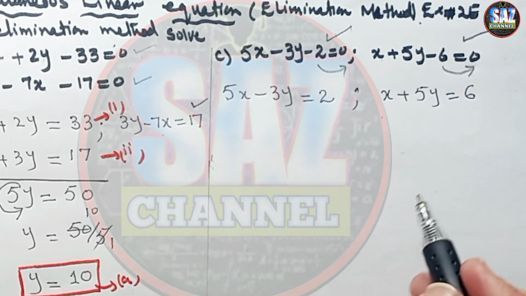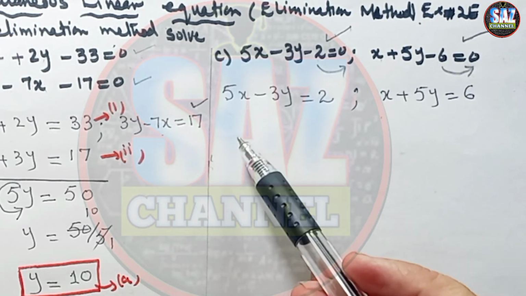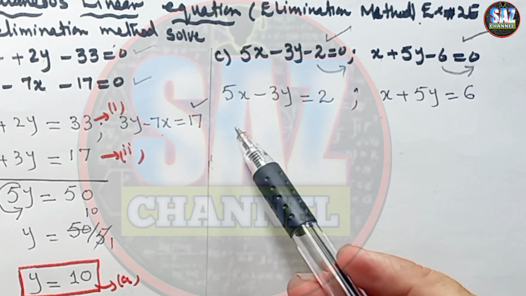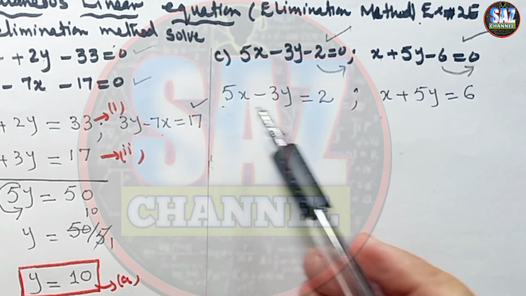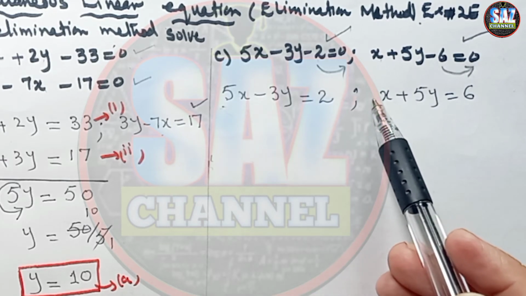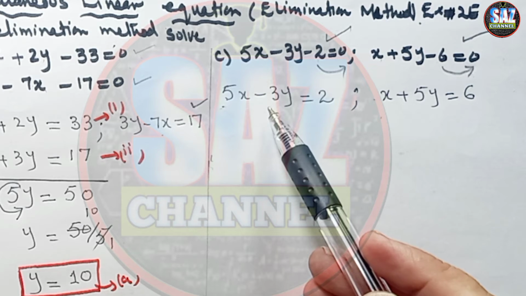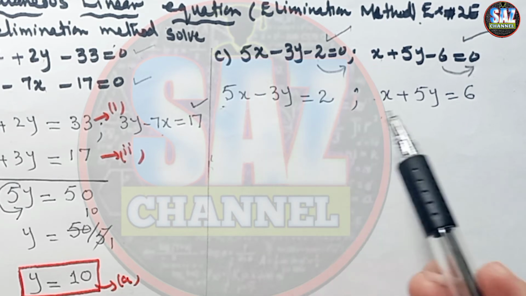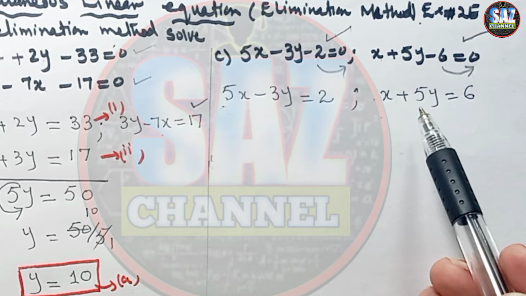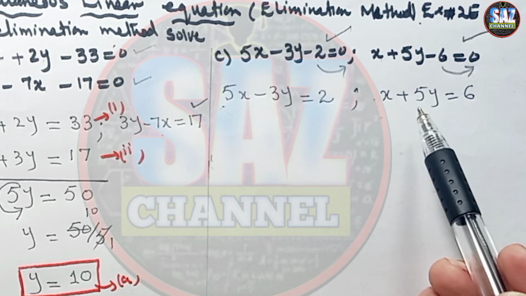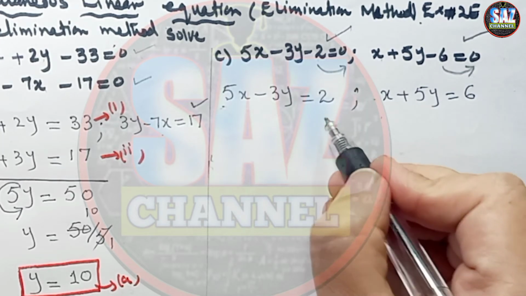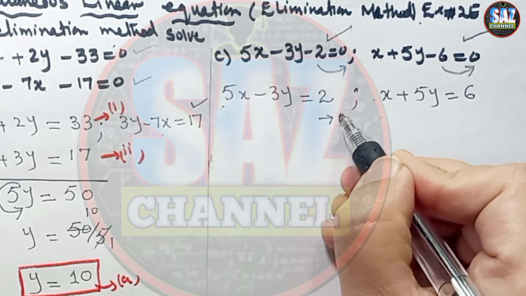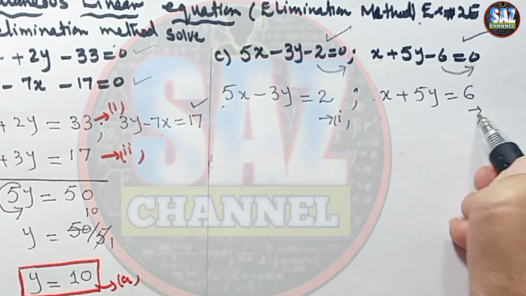Now after this, we have to think about how we are going to solve these two equations. We can see that the coefficient of x in equation 1 is 5 and in equation 2 is 1, and the coefficient of y is minus 3 in the first equation and 5 in the second equation. So I have to balance the coefficient of any one of the variables. If I multiply equation 2 by 5, I have to perform less working. This is equation 1 and this is equation 2.